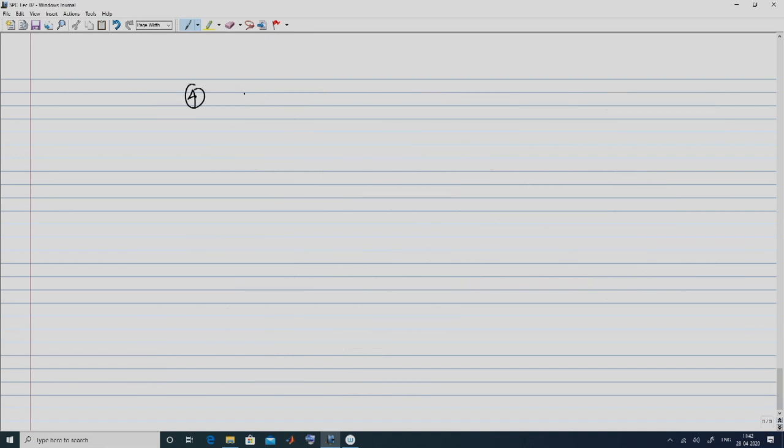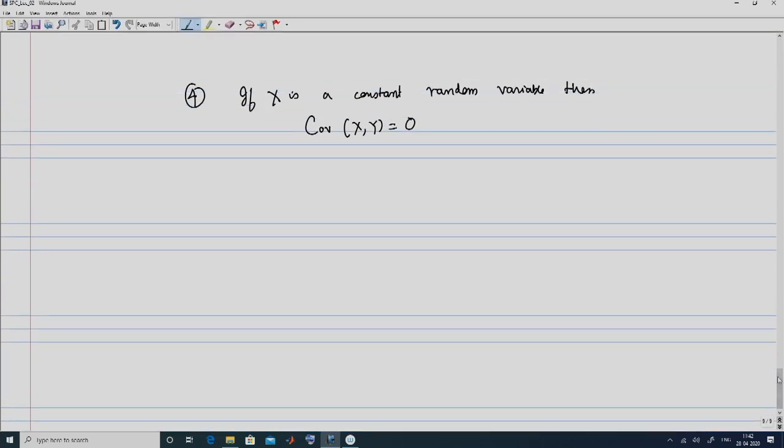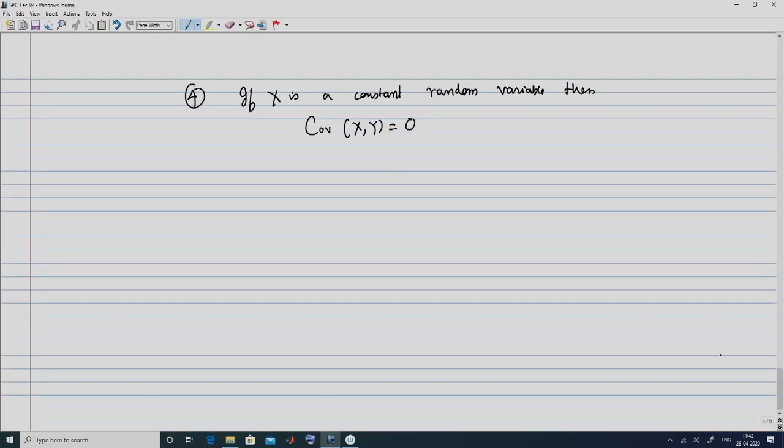The fourth property is that if x is a constant random variable, then the covariance of x y is going to be equal to 0. This is again evident from the basic definition of covariance. Suppose that here x is a constant random variable. If x is the constant value c, then the expected value of x is also going to be equal to c.